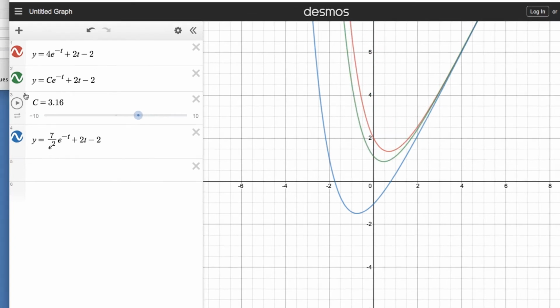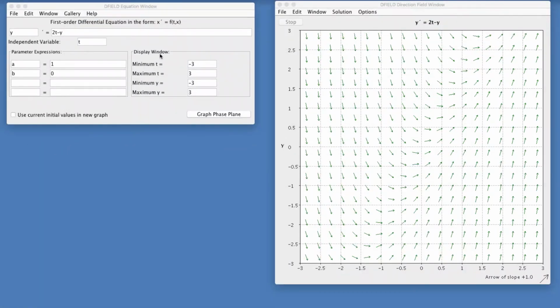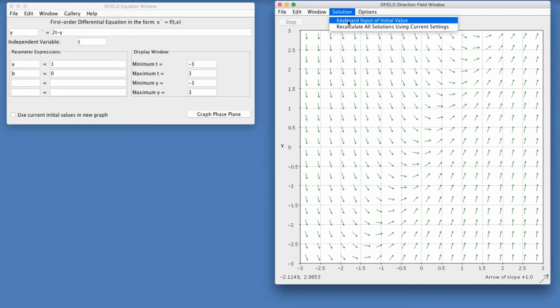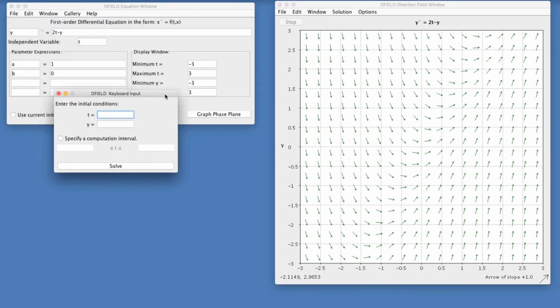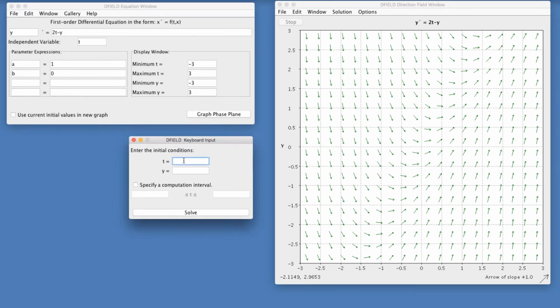In fact, let me go back now to our dfield.jar software and show you how you can plot specific solutions in this graph as well. So click on solution right here and say keyboard input of initial value. This brings up another window. Let's bring that down here. And you can put in your initial conditions, the point, in other words, the point you want your solution to go through.